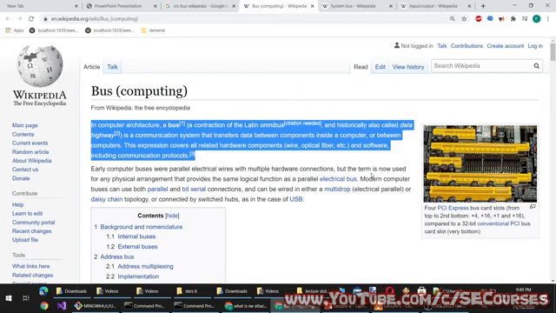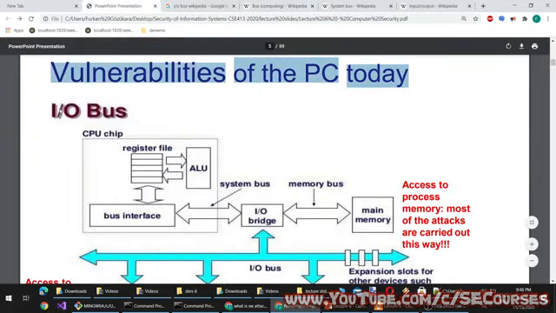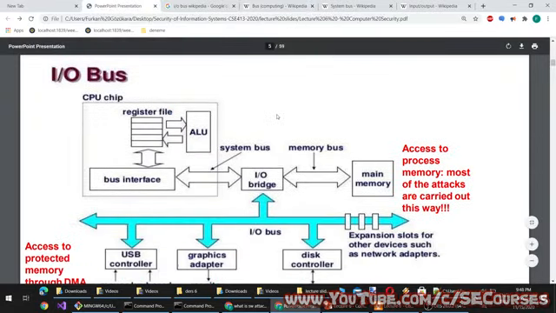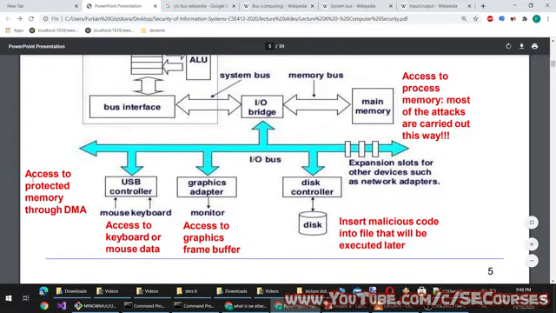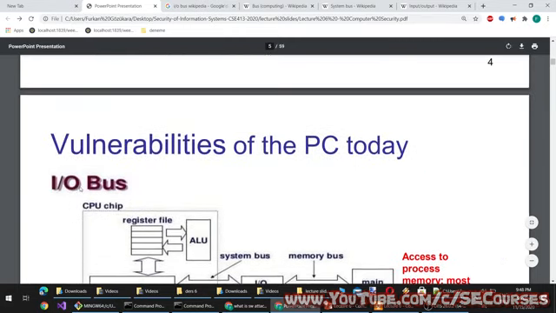In computer architecture, a bus, a contraction of the Latin omnibus, and historically also called a data highway, is a communications system that transfers data between components inside a computer, or between computers. This expression covers all related hardware components, wire, optical fiber, etc., and software, including communication protocols. Okay, so this is the input-output bus of the system. And so let's see. You see access to protected memory through DMA. This is a vulnerability. Okay, let's look for it on the internet.